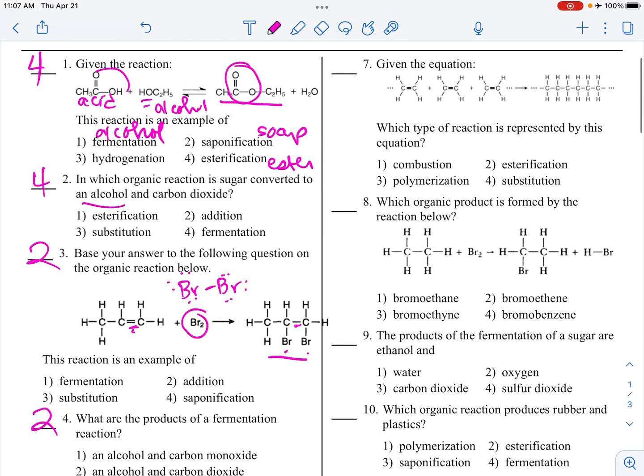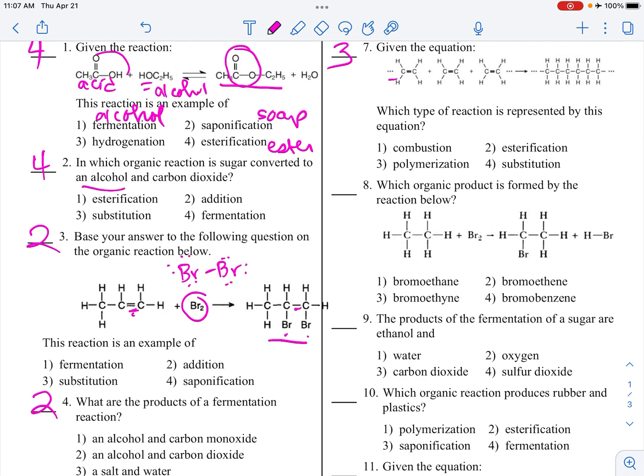Okay, number 7. I see the dots right there, which of course I crossed off. They mean it keeps going. So we're adding all these double bonds, alkene, alkene, alkene, and then we just have this super long carbon chain. That's polymerization. Just adding, and the key here is to look for those dots. It just means it's going on and going on and going on.